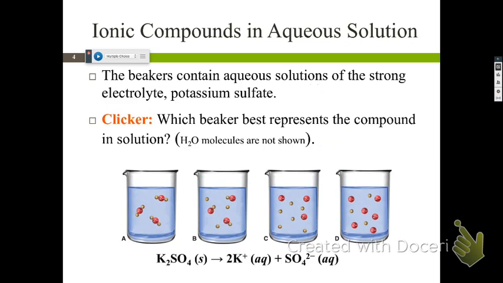All right. So I want you to be able to take any salt. If we say it's a strong electrolyte, it dissolves fully. You should be able to describe that it breaks into 2 potassium plus ions and 1 sulfate ion that are aqueous, which means they're dissolved.